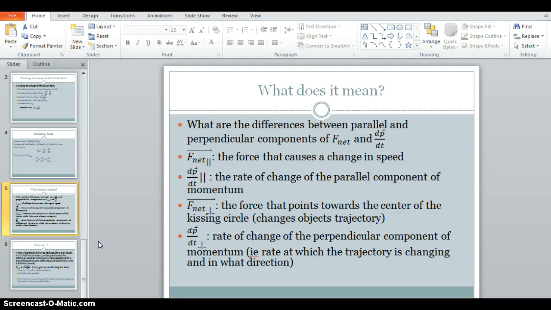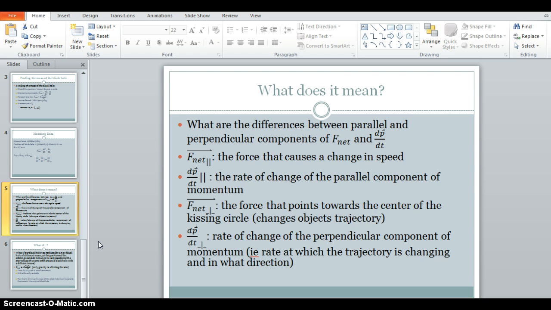What does it mean? What are the differences between the parallel and perpendicular components of Fnet and dp/dt, also known as the rate of change of momentum with respect to time? The parallel component of Fnet is the force that causes a change in speed, whereas dp/dt parallel is the rate of change of the parallel component of momentum. Fnet perpendicular is the force that points towards the center of the kissing circle and changes the object's trajectory, whereas dp/dt perpendicular is the rate of change of the perpendicular component of momentum, i.e. the rate at which the trajectory is changing and in what direction.